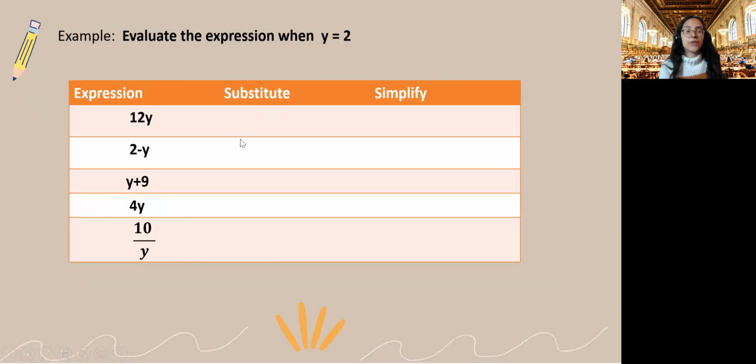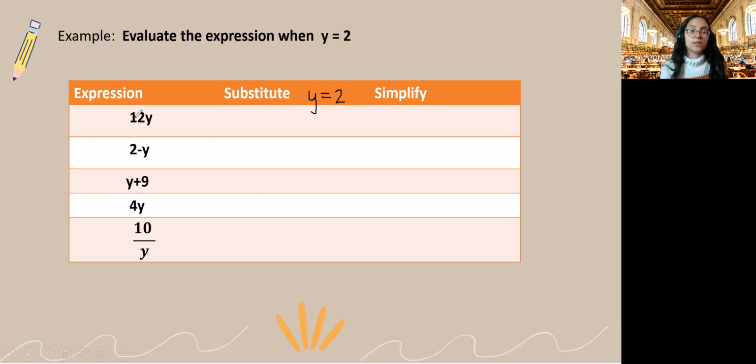Okay, so for our next example, it is evaluate the expression when y is equal to 2. So again, we have our expressions on the left-hand side. In the middle, we're going to substitute, and in the far right, we are going to simplify. So let's go ahead and get started. To begin, I'm going to write y is equal to 2 here so that I know every time I see a y on the left-hand side, I'm going to replace it with a 2. I'm going to substitute a 2 for the y.